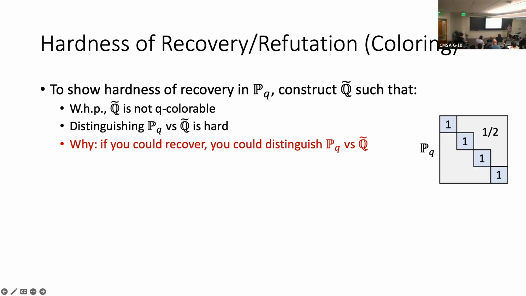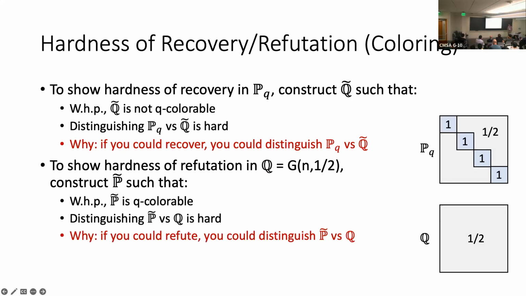And this is for the same reason as before. If you could do the recovery, then you could distinguish these two. All right, and so if I really think distinguishing is hard, then I also have to believe recovery is hard. And same story for refutation.